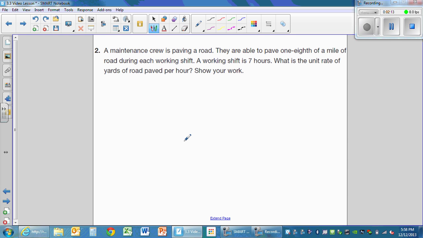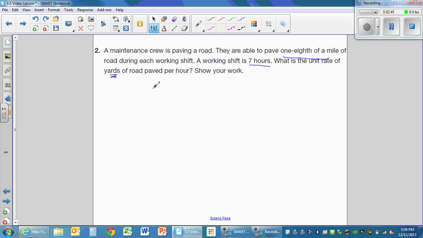Number 2 says a maintenance crew is paving a road. They are able to pave 1/8 of a mile during each working shift. A working shift is 7 hours. What is the unit rate of yards? Be careful because here we were talking miles of road paved per hour. So, first things first, we need to figure out how many yards are in a mile.